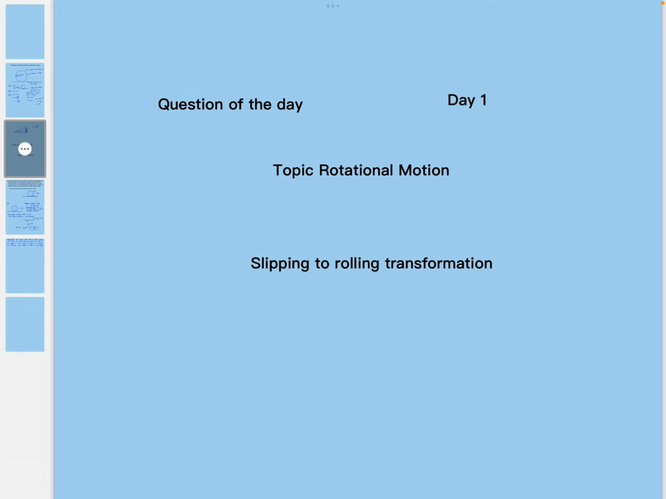Hello, my dear students. So, here is the question of the day 1. Topic is rotational motion, right? And it is based on a special property of rolling bodies, that is slipping to rolling transformation, right? So, this week we will cover good questions of rotational motion.